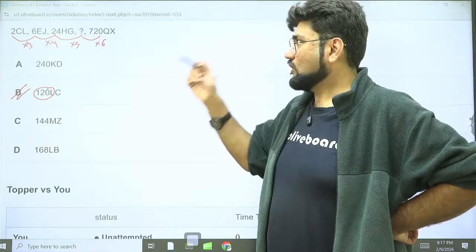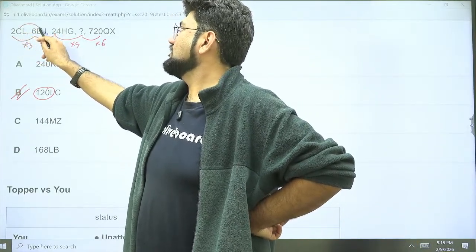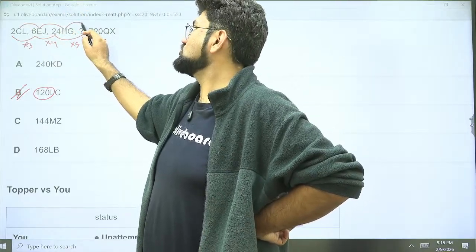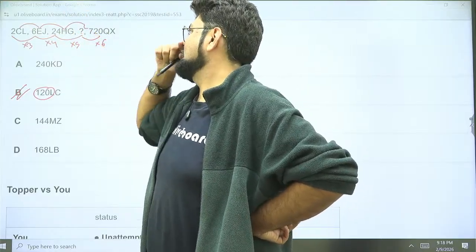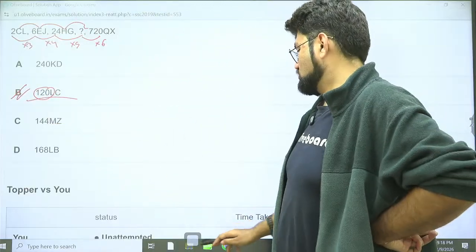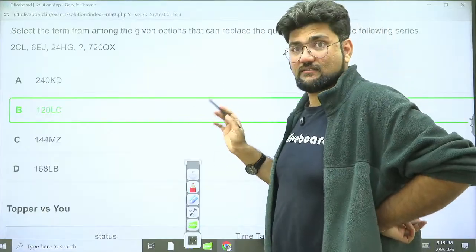Okay, and just to confirm, I am seeing that this is 3 plus 2, 5, 5 plus 3, 8. So plus 2 plus 3. So next is plus 4. 8 plus 4 is 12. So we'll have L here, which we have here. And 12 plus 5 is 17. So option B is absolutely the correct answer. No question whatsoever. Okay. How much time? 15 seconds. Can you see?